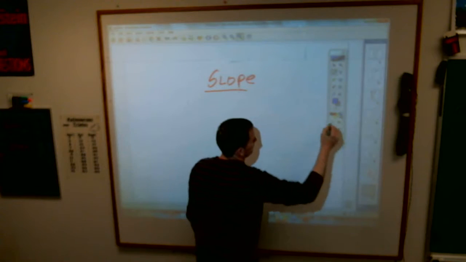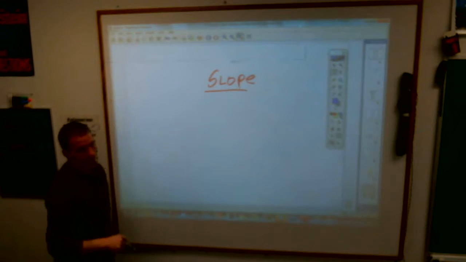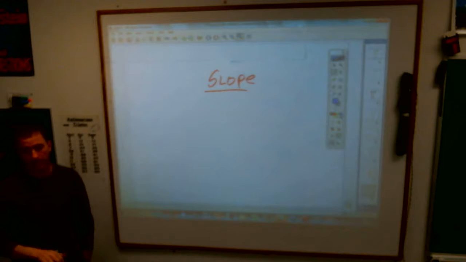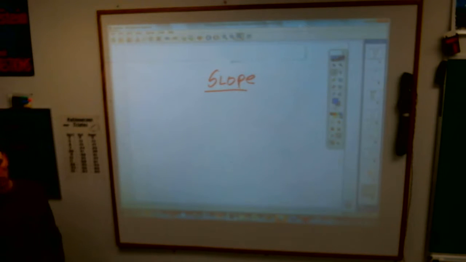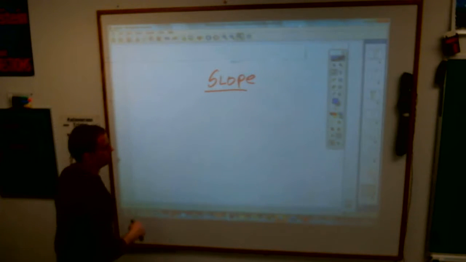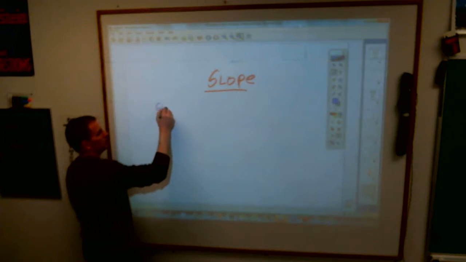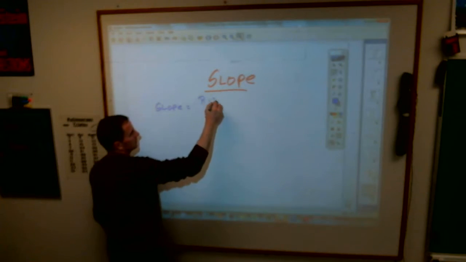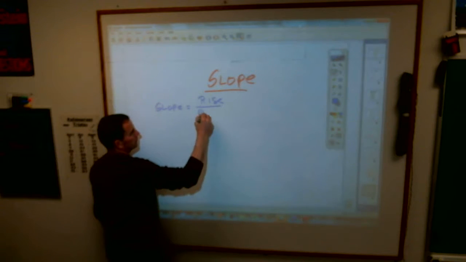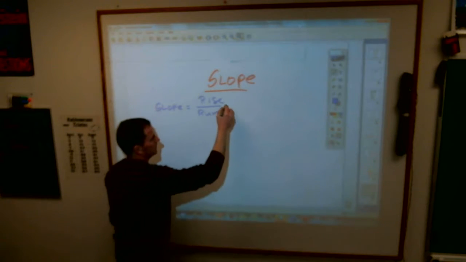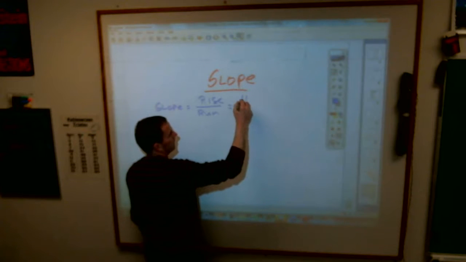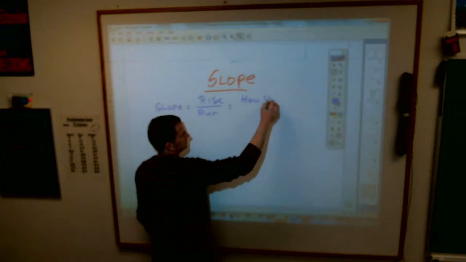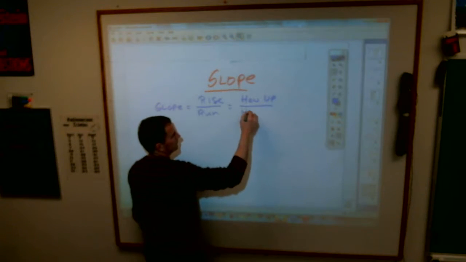Do you remember what slope is from past experiences? There's a whole bunch of different ways to talk about slope. When you go skiing on slopes, what does slope refer to? It's the rise over the run. It is how far up something goes over how far over it goes.